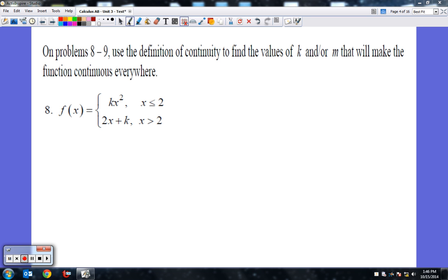Okay, so let's look at number 8. It says use the definition of continuity to find the values of k or m. In this case, we're not looking for m. We don't have m here. That will make the function continuous everywhere. We're trying to make it continuous.